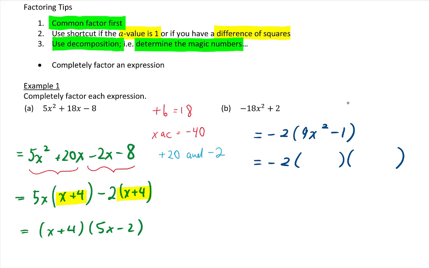So we put down two brackets. We square root the 9. So that gives us 3 that we put first. Put an x beside the 3's. Put a plus and then a minus. And then square root the 1, which is 1. And there is our difference of squares. For 9x squared minus 1, we get 3x plus 1 and 3x minus 1.